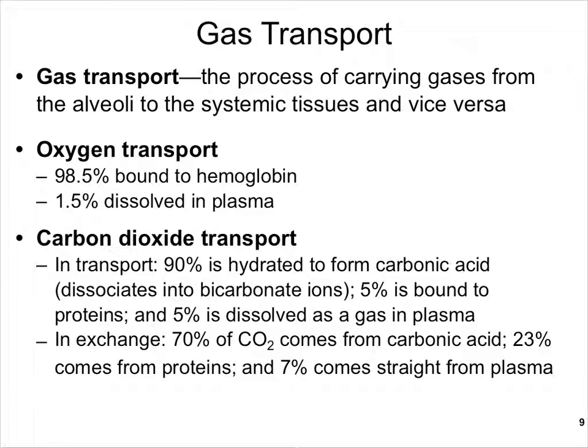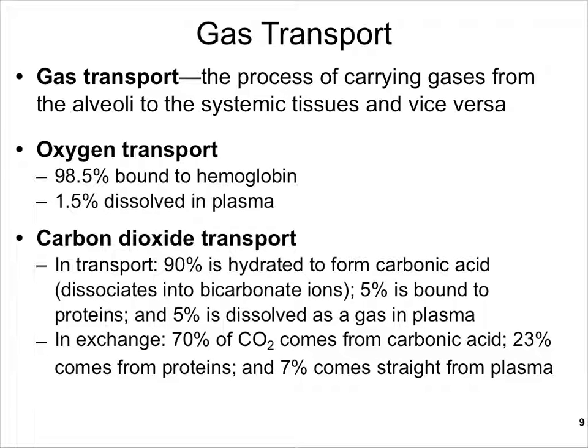So, we know how oxygen is transported through the body. Almost all oxygen is transported bound to hemoglobin. About 98.5% of it is transferred bound to hemoglobin. Only about 1.5% is dissolved in plasma, and that's because oxygen is not very soluble in water. Right? It has to be bound to hemoglobin in order to be transferred around. It doesn't want to be in the water.